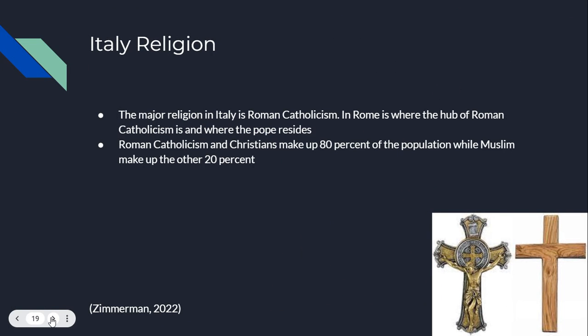Italy's main religion is Roman Catholicism, and Rome is where the hub of Roman Catholicism is, and where the Pope resides. Roman Catholics and Christians make up 80% of the population, while Muslims make up only 20%.